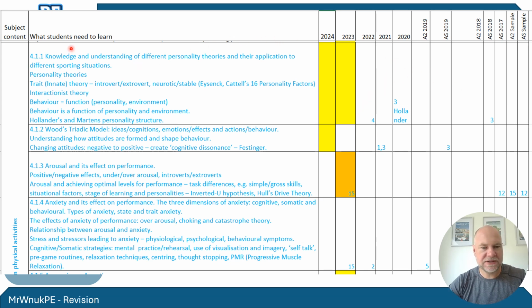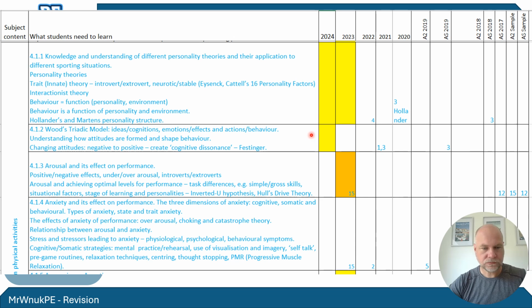First area that hasn't been asked for a while and is quite regularly asked is personality theories. It has been Hollander's theory in the past, but I would suggest just make sure you understand your personality theories. There's enough information on personality to make it a 15 marker, and as you can see, there hasn't been a 15 marker in this area.